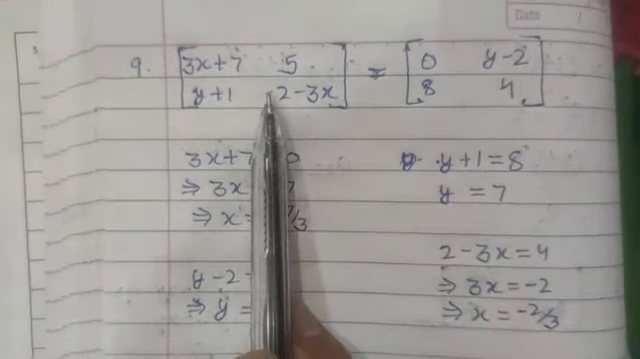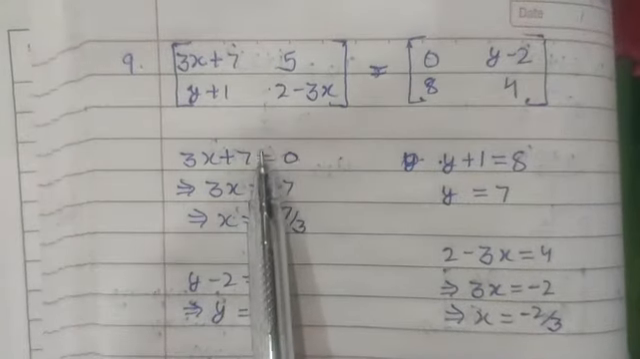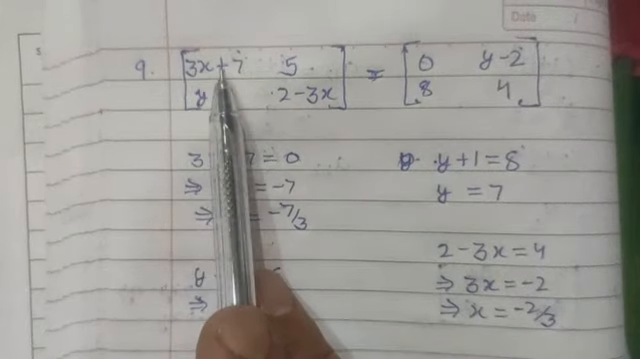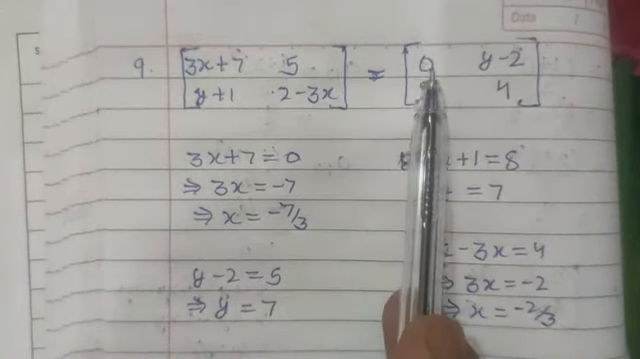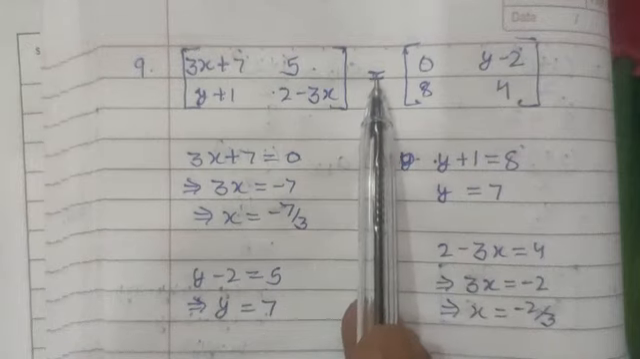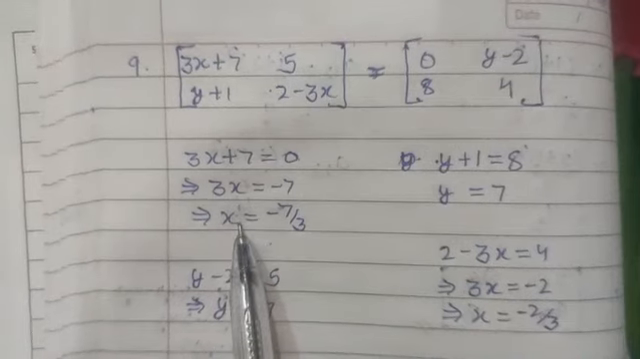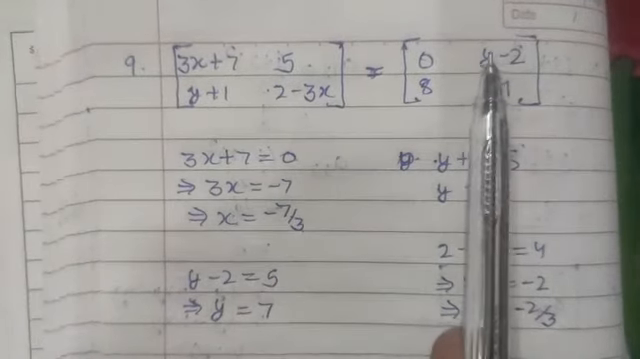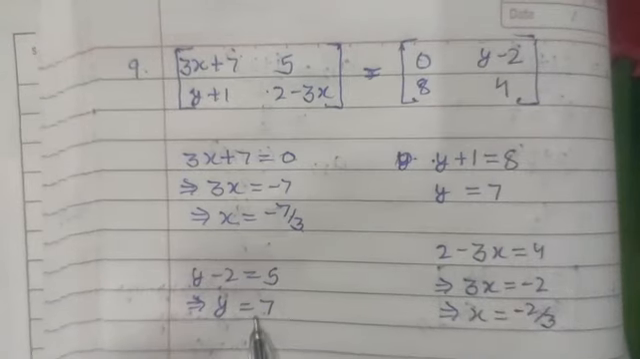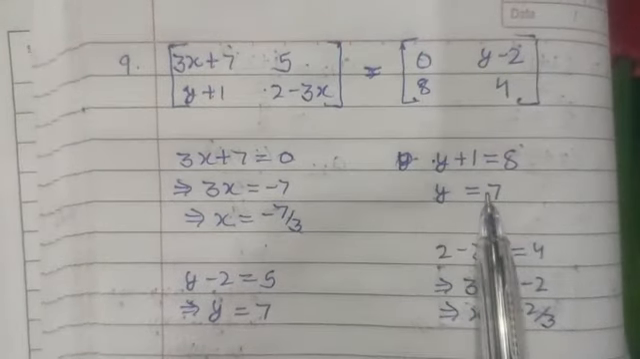He is saying that you have to find the values of x and y if these two matrices are equal. Now the first element of first row is 3x plus 7, and here the first element of first row is 0. These two will be equal, because in order that these matrices are equal, their corresponding elements should be equal. Now from this we are getting the value of x as minus 7 by 3, and second, 5 will be equal to y minus 2, and from this we are getting the value of y is 7. Again here y plus 1 is 8, the value of y is again 7.